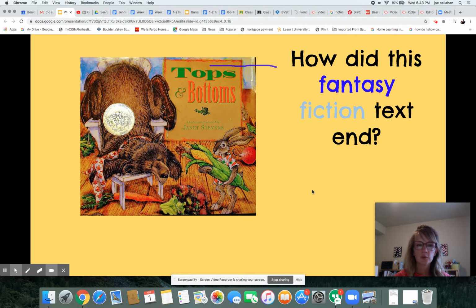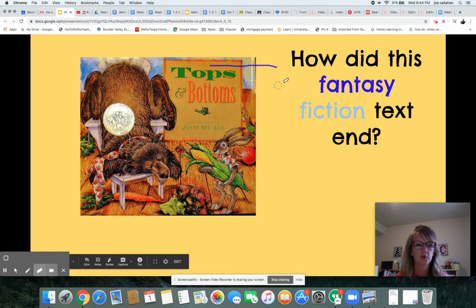So I want you to remind yourself, how did this fantasy fiction text end? We know it's fiction and we know it's fantasy because fantasy texts often involve talking animals. Who remembers how it ended? Remember? You don't? Oh no, what are we going to do? Good thing I have it linked here, readers. So we're going to listen to it one more time.